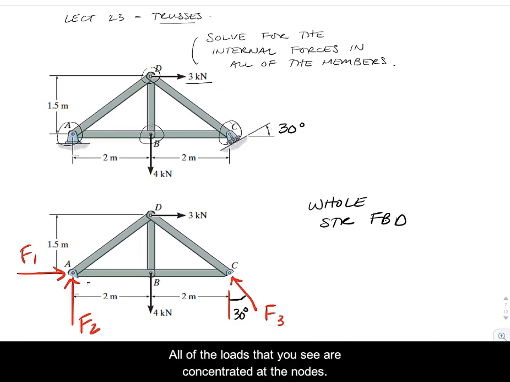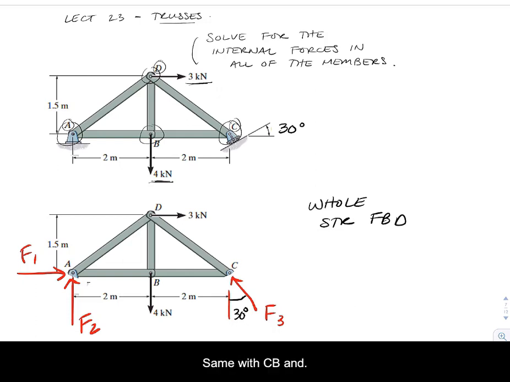And all of the loads that you see are concentrated at the nodes. Not that those members don't have any self-weight, but it's substantially less than the magnitude of the point loads that are applied to the truss. So also all the members here are two-force members. Every member, like AD, is pinned at its end. Same with BD, same with CB and BA.